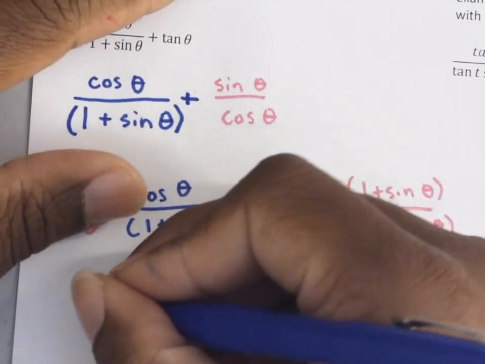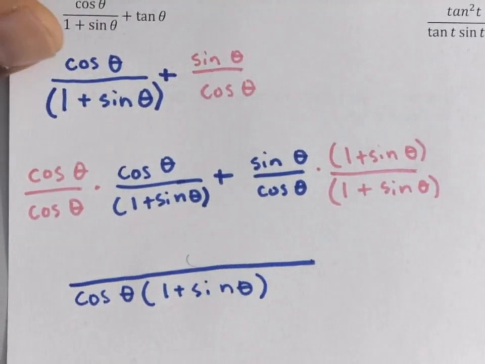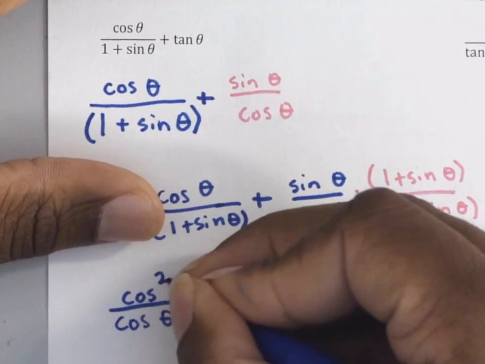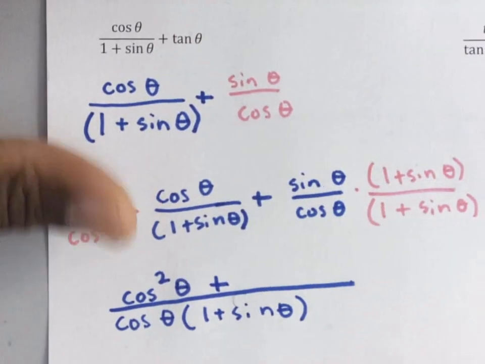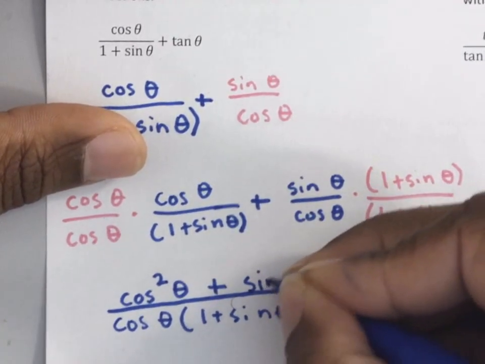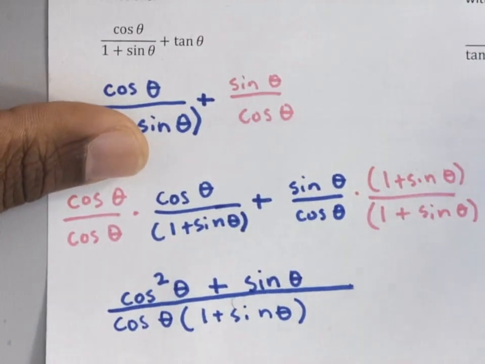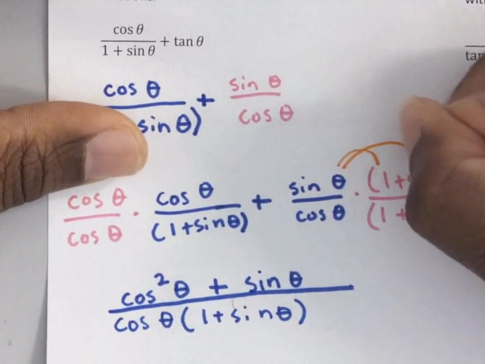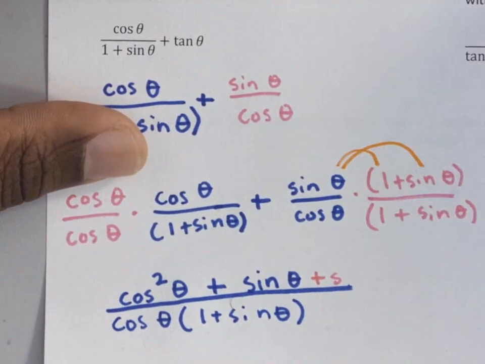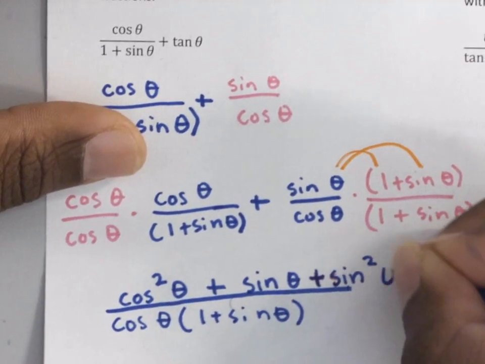On the top, cosine times cosine, cosine squared, plus sine times 1 is 1 sine, plus sine times sine, sine squared. That's a long fraction. I know it looks crazy. We're going to simplify some stuff and it's not going to look as crazy.